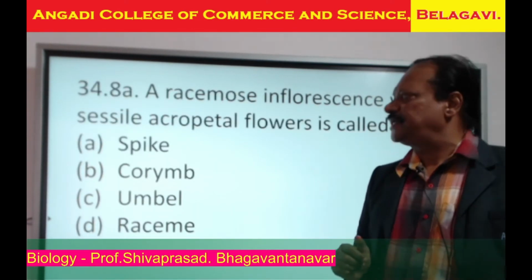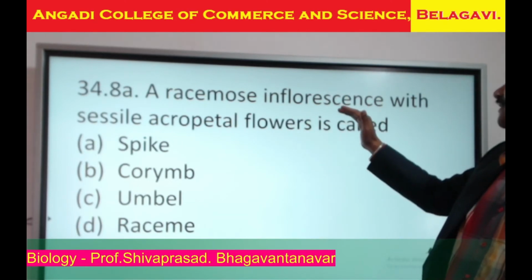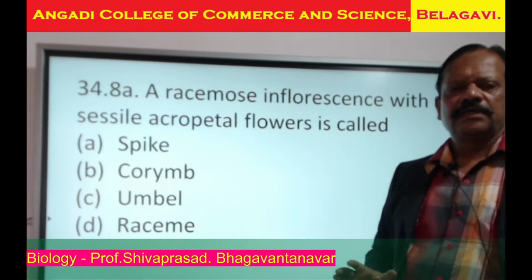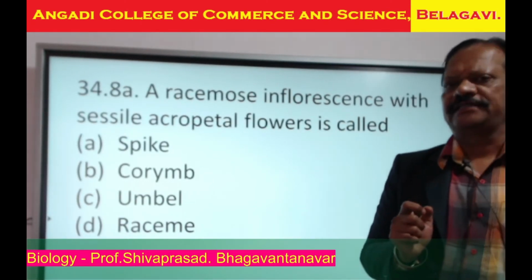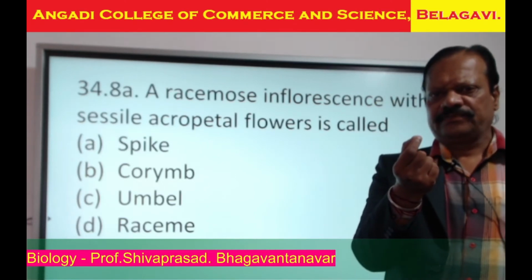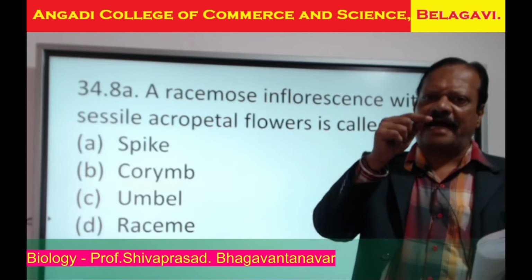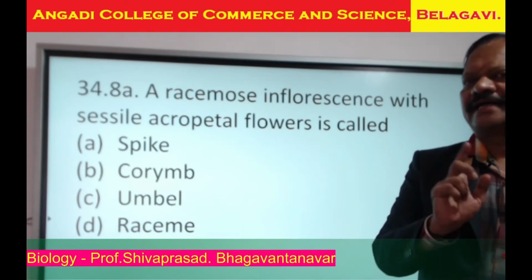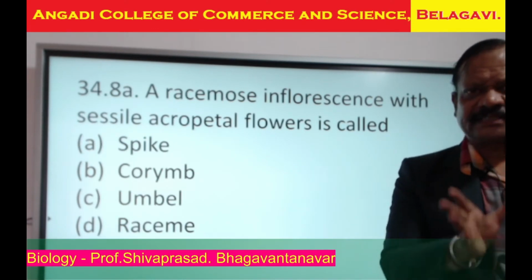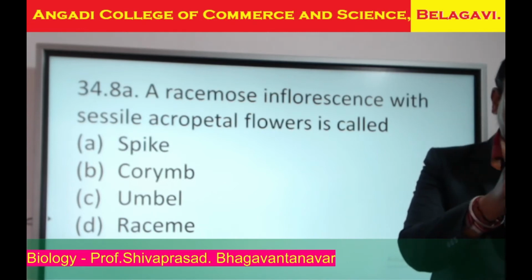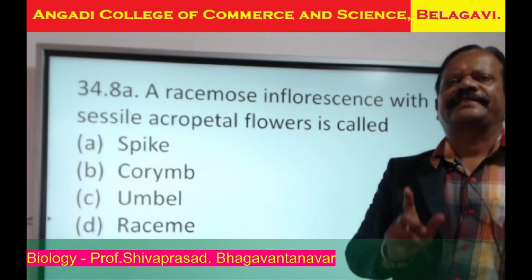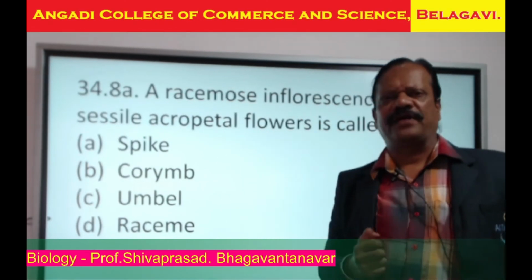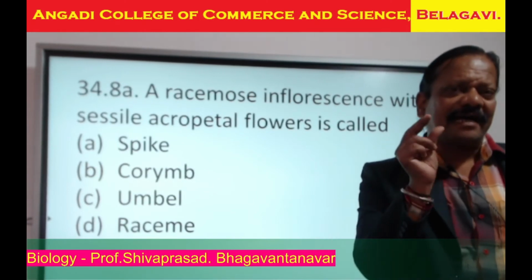Now here, in case of this, a racemose inflorescence with sessile acropetal flowers is called. So here, see, the flower we are considering has a pedicel. If the pedicel is present and attaching to the stem, then you do not call that flower sessile. If the pedicel is absent and the flower is directly attached to the rachis, then you call it a sessile flower.